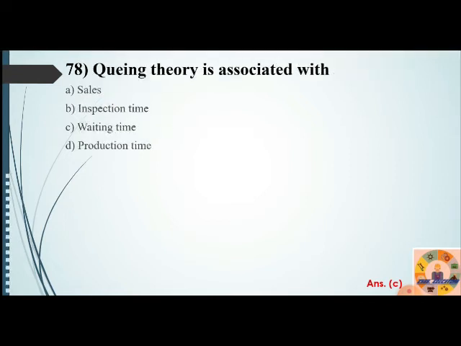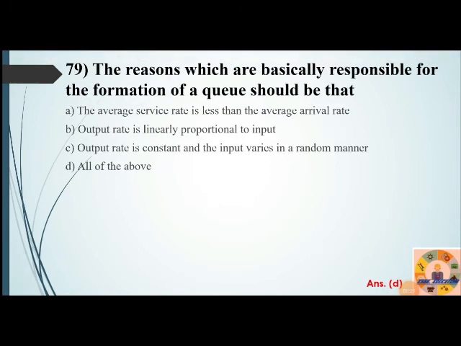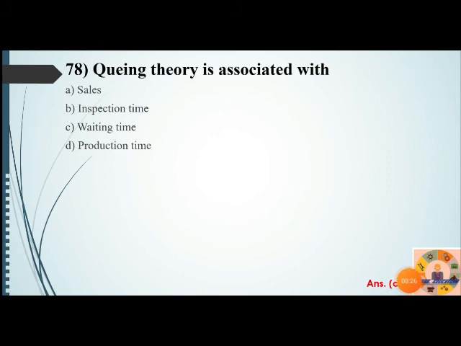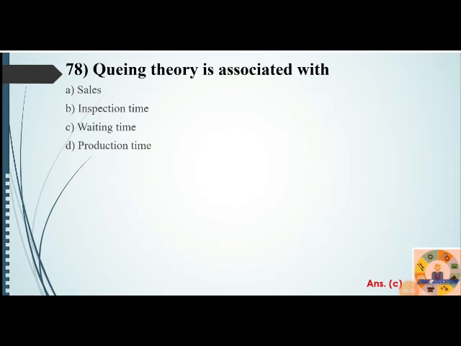Next question is, the queuing theory is associated with sales, inspection time, waiting time, or production time. The right answer for this question is C, waiting time, because we know the queuing theory is a mathematical study of waiting lines.